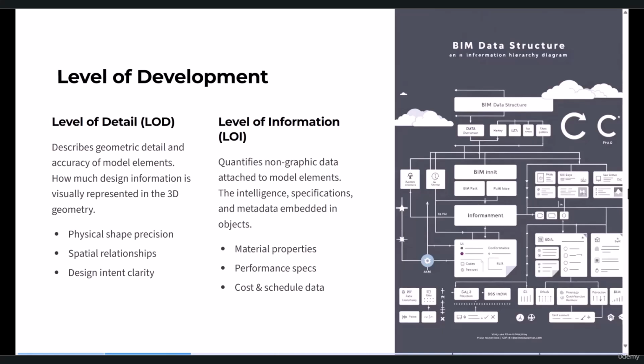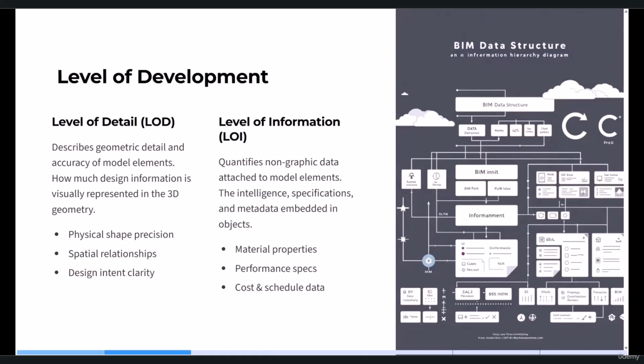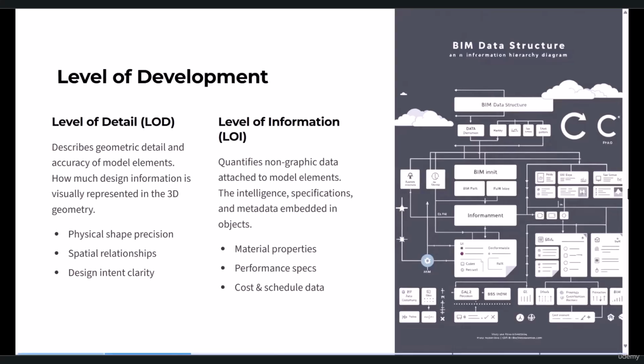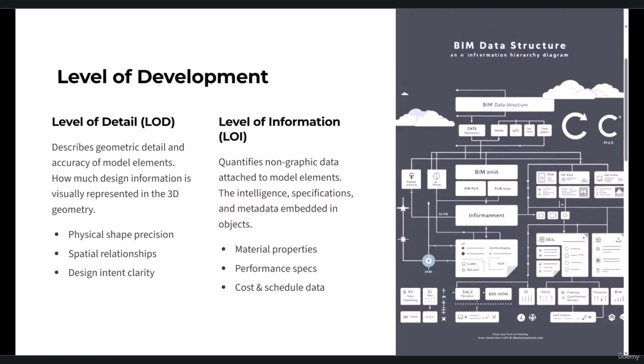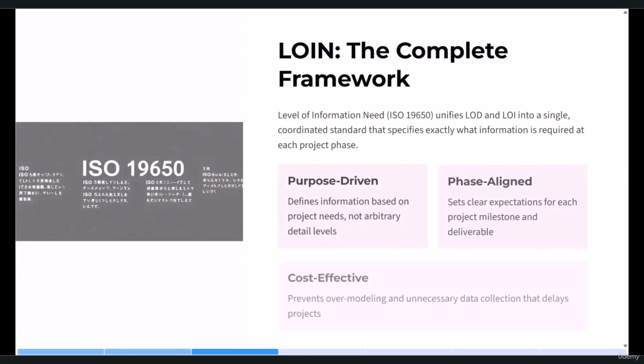So now let's check how these two things work with each other. LOD defines how much the shape of the element has been developed. So for having an exact model, both of them must grow next to each other. Maybe an element is complete in geometry, but the information is not complete. I mean, LOD is okay, but LOI is not complete. And vice versa, maybe the data is okay, but the shape of the model is not okay.